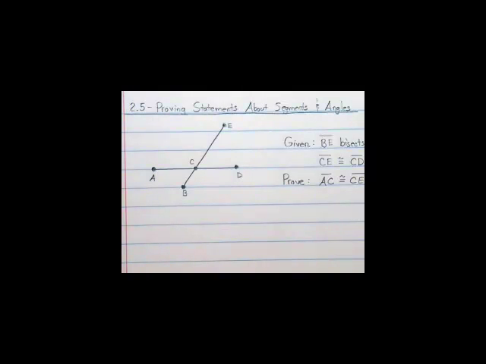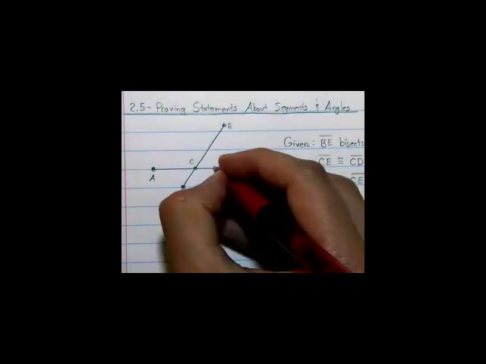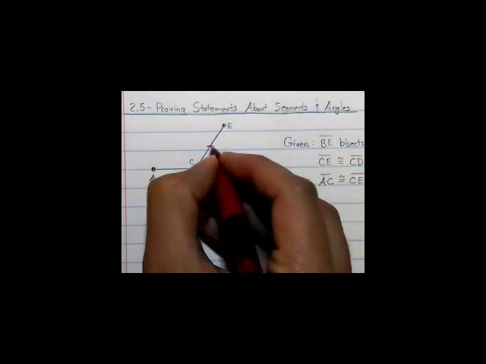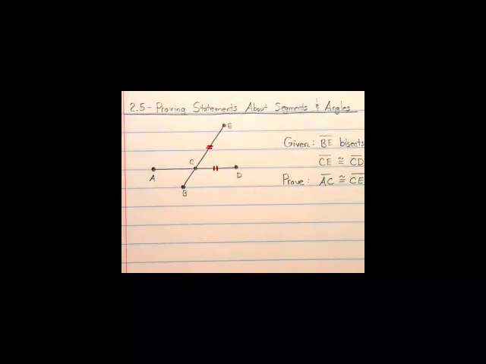Okay, and I said the first thing we want to do is look at the given information and mark the picture accordingly. So BE bisects AD and CE is congruent to CD. The bisects thing, we can't really mark that up just yet the way that that's written, but CE being congruent to CD, we can certainly mark that in the picture. So we're given that this segment and that segment right there are the same length. And we want to prove that AC is congruent to CE.